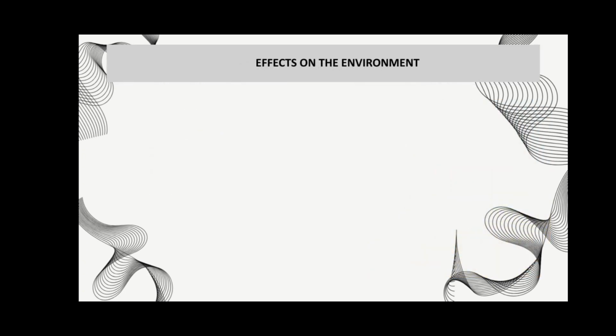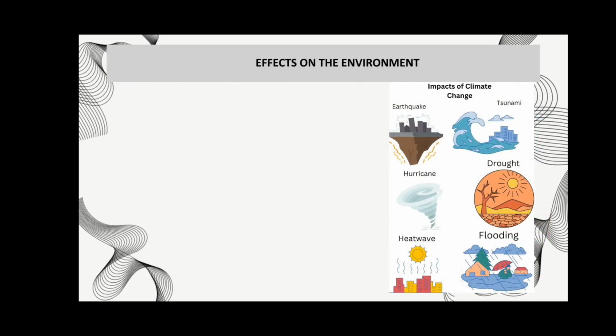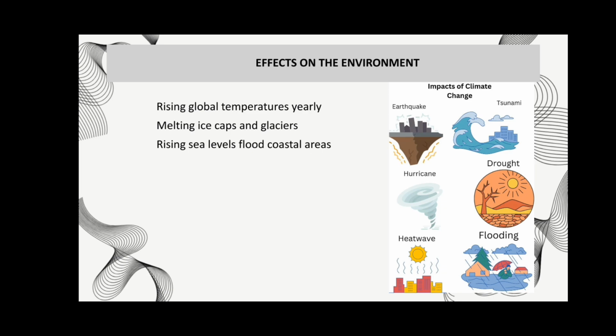Effects on the environment: rising global temperatures yearly, melting ice caps and glaciers, rising sea levels flood coastal areas, droughts, wildfires, and strong storms, and disrupted habitats for many species.